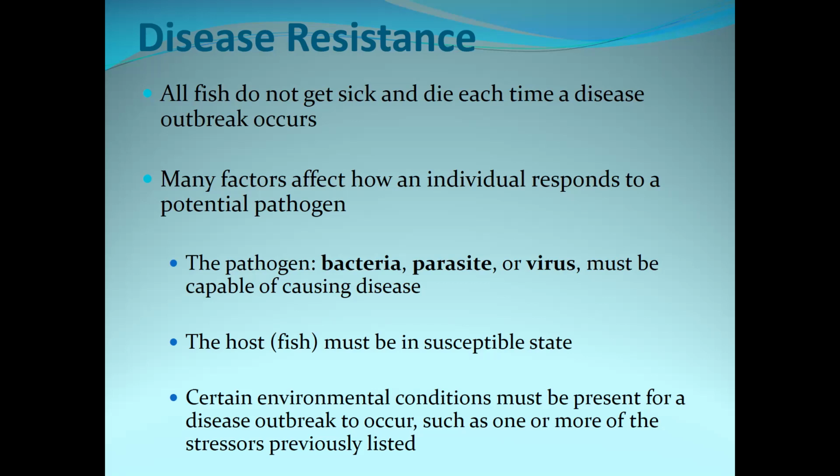So you have the pathogen, bacteria, parasite, virus, and it must first be capable of causing disease. Then the fish must be in a susceptible state. Even if the fish is not in a susceptible state, those pathogens may not take hold on the fish, right? So again, poor water quality could put that fish in a more susceptible state. Certain environmental conditions must be present for a disease outbreak to occur, such as one or more of the stressors previously listed in the table.